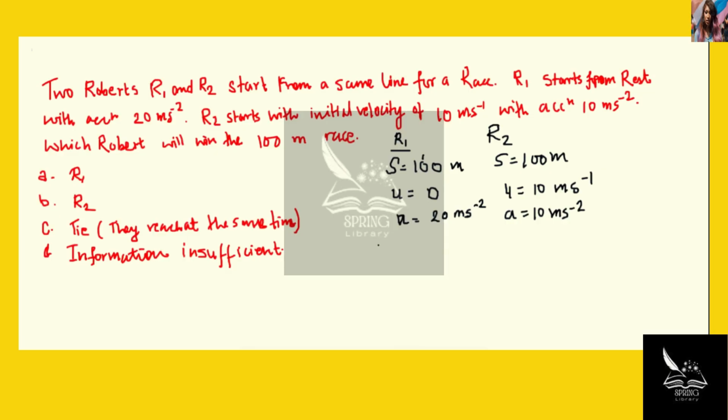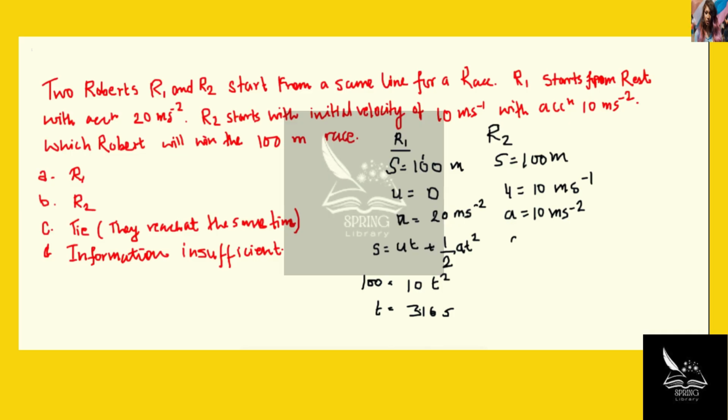So using the equation of motion, S is equal to ut plus half at squared. So just plug this in here. 100 is equal to 0 plus half a, that is 10, t squared. So this gives me t is equal to root under 10, that is only 3.16 seconds. So this is the time taken for R1.